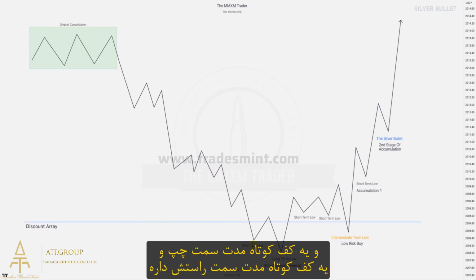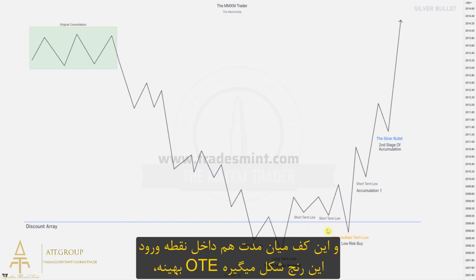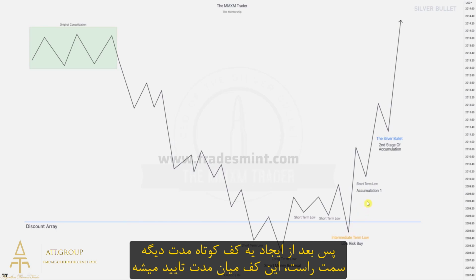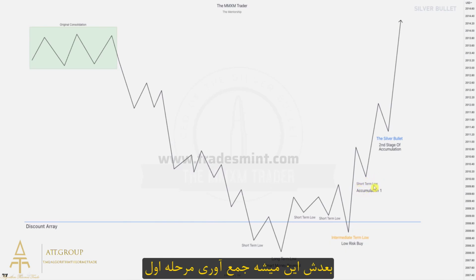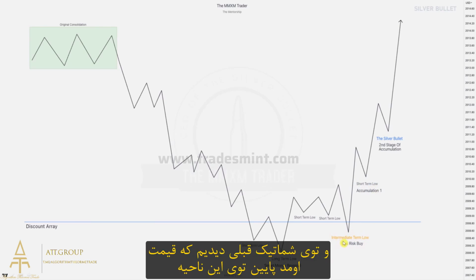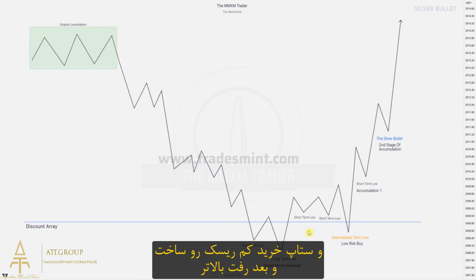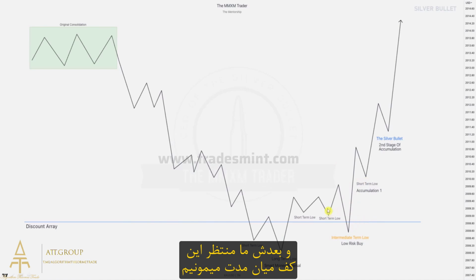Short-term low to the left, short-term low to the right, and that intermediate term low forming will be inside OTE levels of this range, right? So intermediate term low has been confirmed after we form another short-term low to the right of it, right? So then this is accumulation phase 1, because this is now the low risk buy. And in the previous schematic we saw price action drop into this area over here, creating the low risk buy already and then continuing up, and then we wait for that intermediate term low, right?